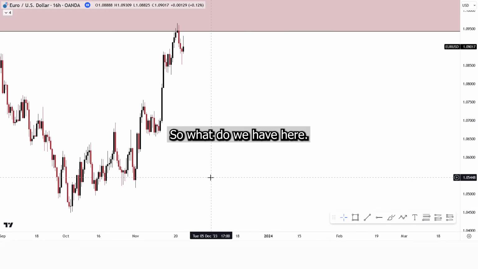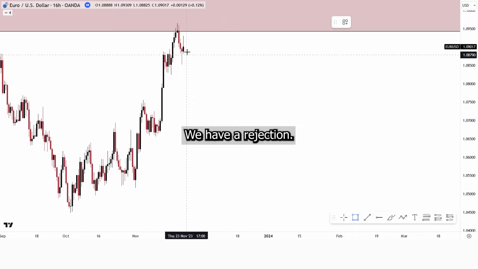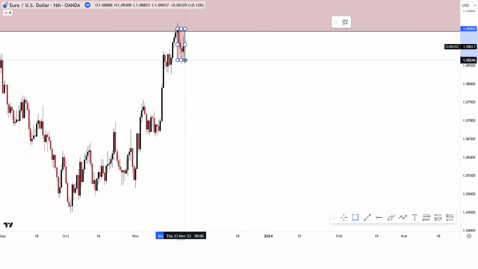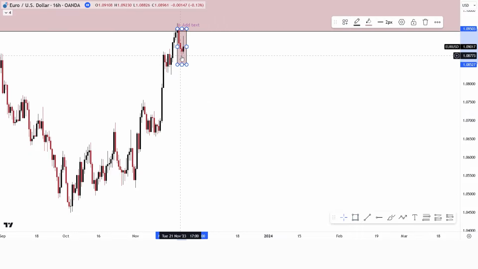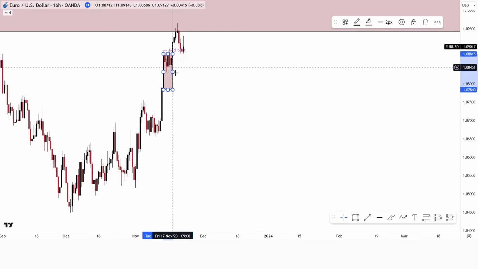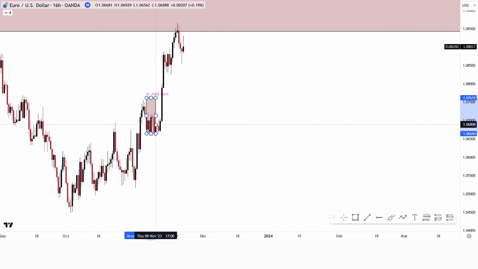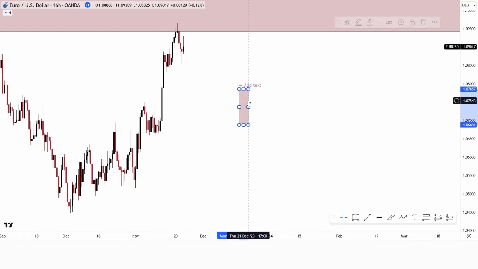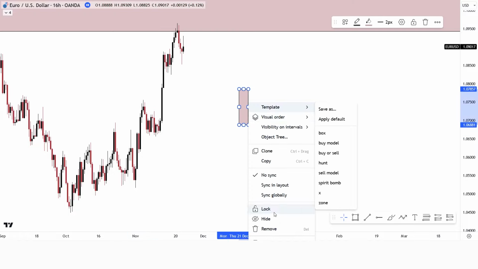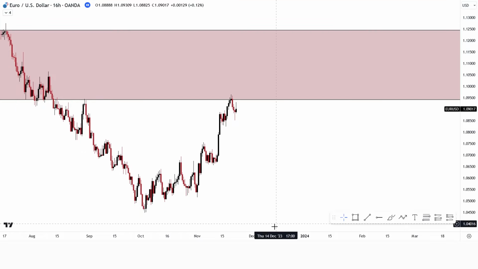So what do we have here? We have a rejection. Now, like I said previously, you want to reference this rejection to confirm this climax with your previous two swings. So if you look at this swing, yes, this swing is greater than this sell-off. But if you look at this swing right here, this is a very similar size of swing. So we cannot validate this sell-off as a climax. We must wait.